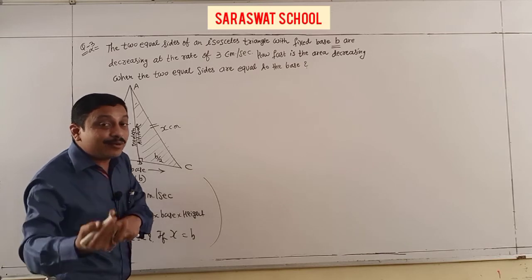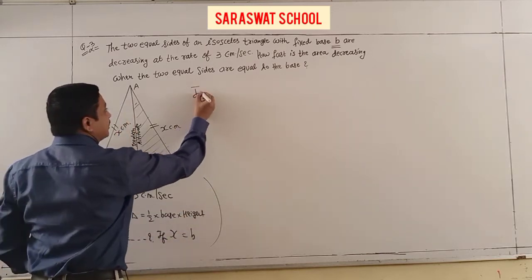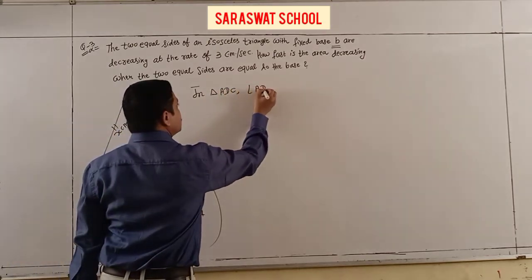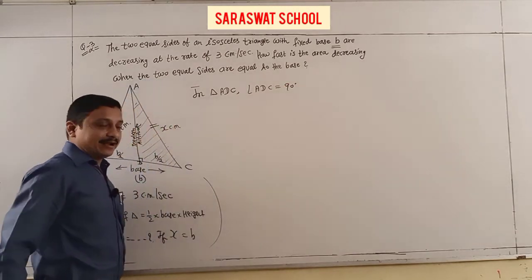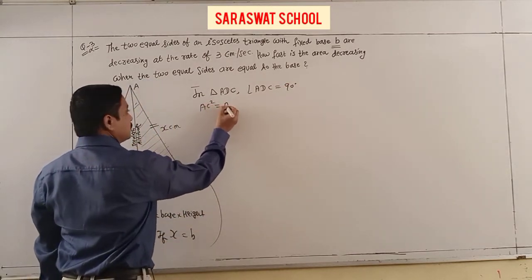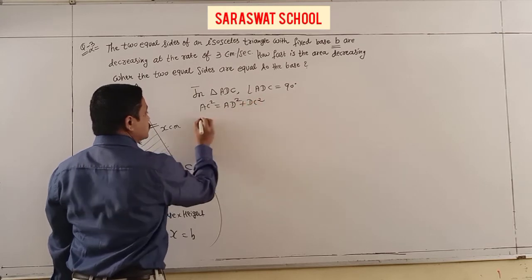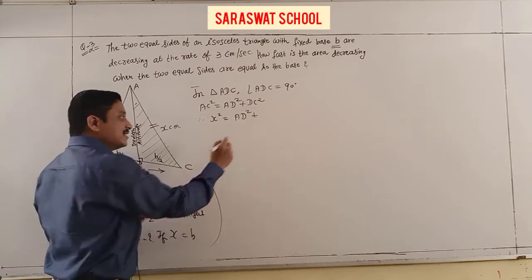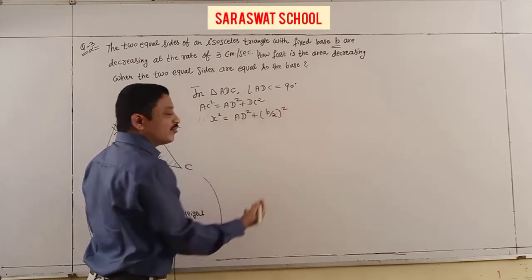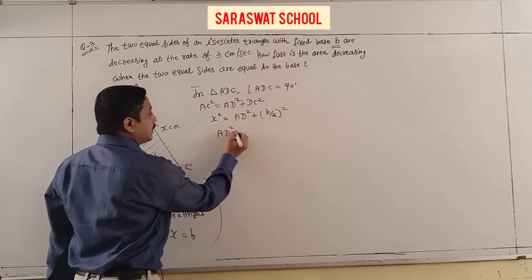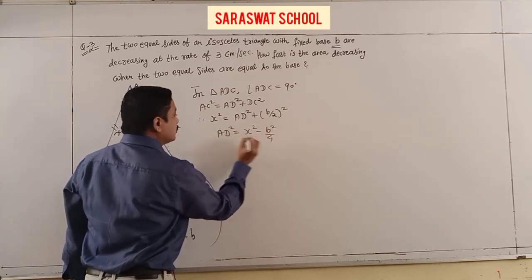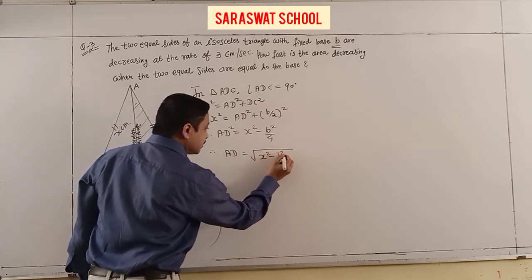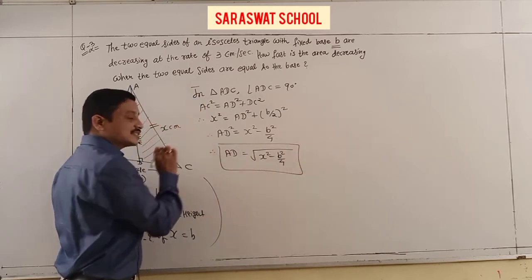I operate our Pythagoras. So in triangle ADC, angle ADC is equal to 90 degrees. And applying Pythagoras, AC square is equal to AD square plus DC square. So my value is x square, here altitude as it is. But what is DC? B by 2. So finally you can define height AD square as x square minus b square by 4. So what do we get for AD? Under root x square minus b square by 4. And that value is your height, declared.